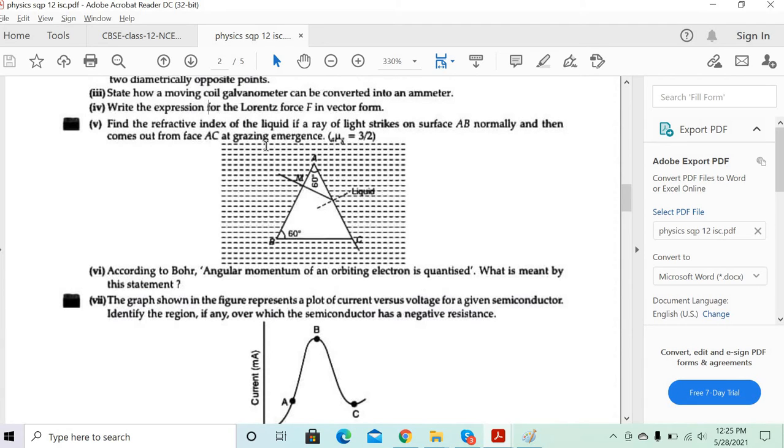Final one. Find the refractive index of the liquid. You are pretty clear about it. 3 root 3 by 4. Yes, correct, Pulkit.